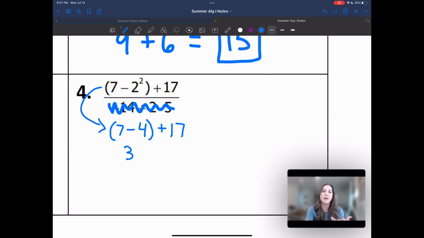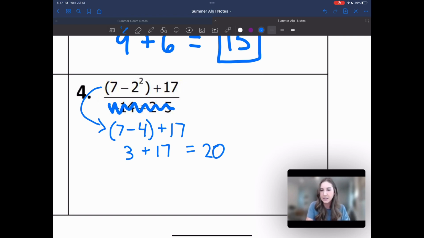And once you've done everything inside the parentheses, you really don't need to write the parentheses anymore. Okay, so we're just going to write 3, drop the parentheses, and then add 17. So then that's going to give me 20. Now careful, that's not our final answer. That is just the numerator.